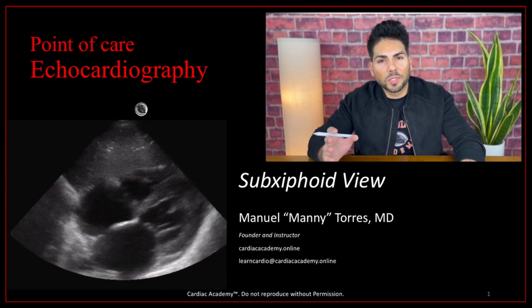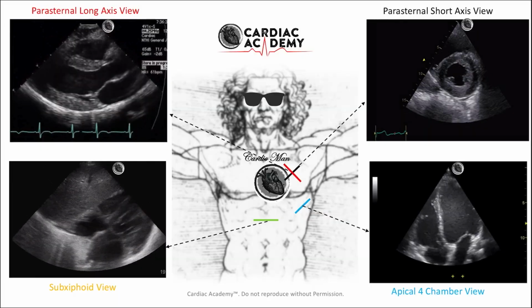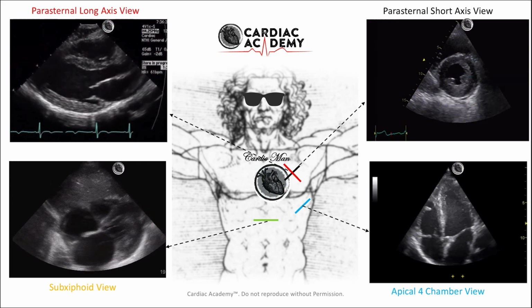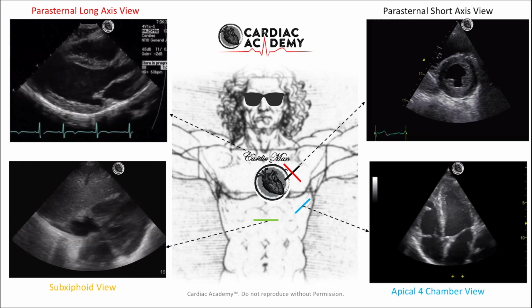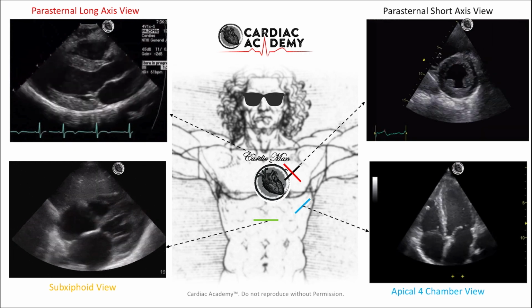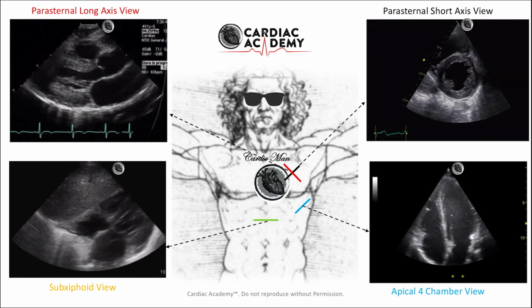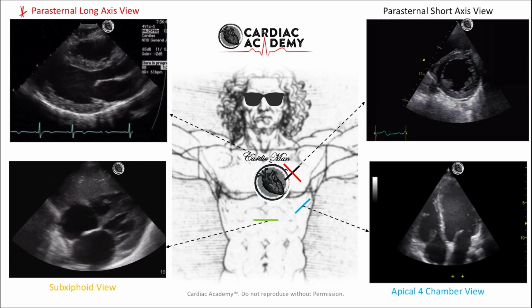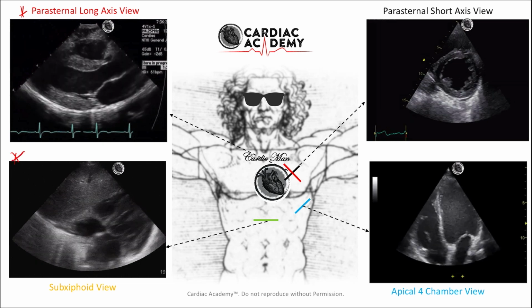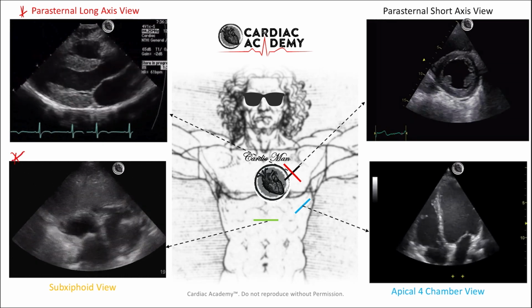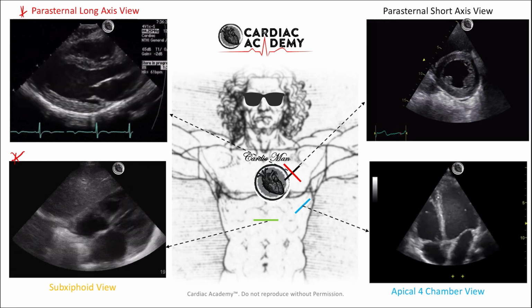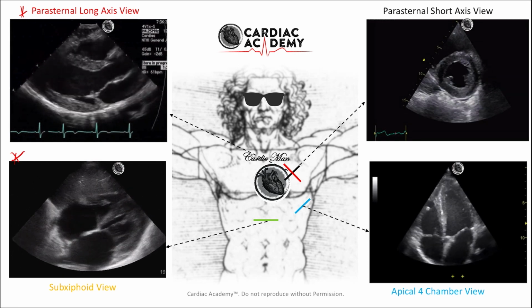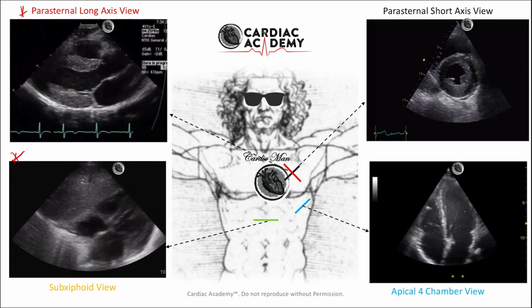Alright, let's talk about the subxiphoid view. In this slide we have again a summary of all the most important views that we can see on point of care echocardiography. In the last video, we talked about the parasternal long axis view. Today we're going to focus on the subxiphoid view, this one right here. And I always say to everyone that wants to learn point of care echocardiography, and is not necessarily going into cardiology, that you should learn these two, okay?